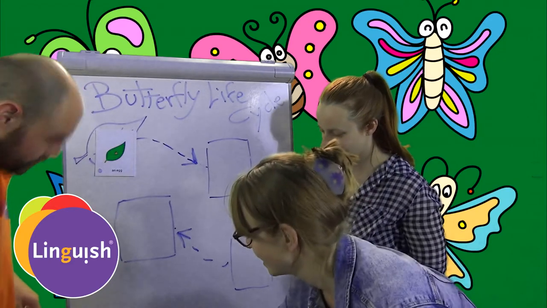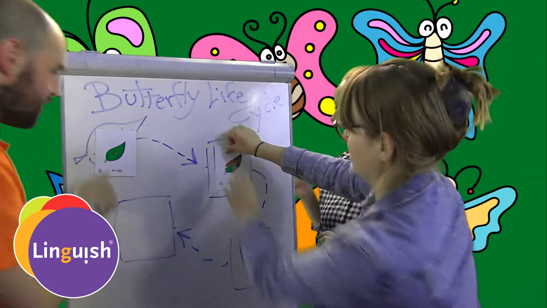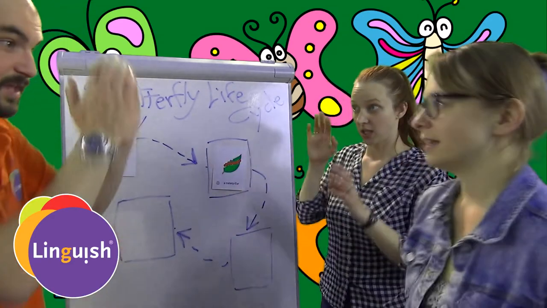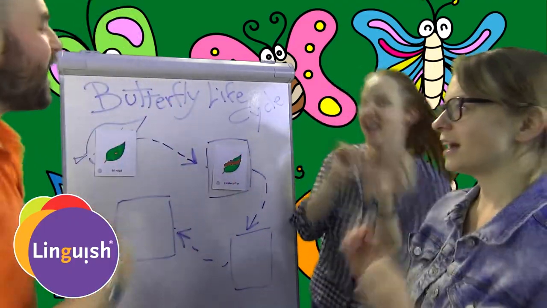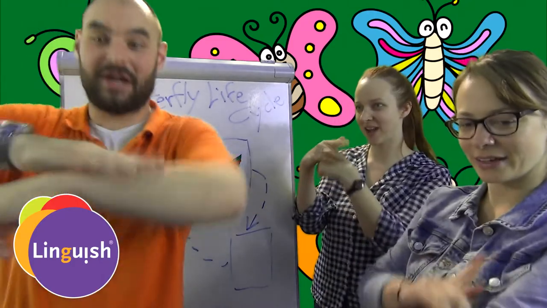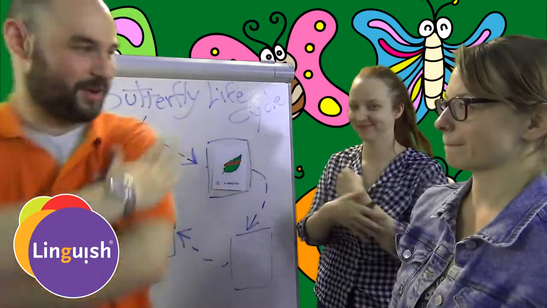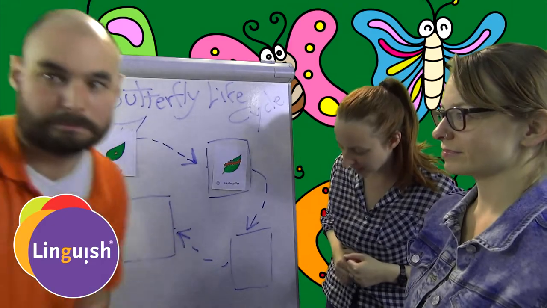Find it. Go. Here. The egg becomes a caterpillar. Hi-ho, the insect. The egg becomes a caterpillar. Ooh, caterpillar. Excellent.